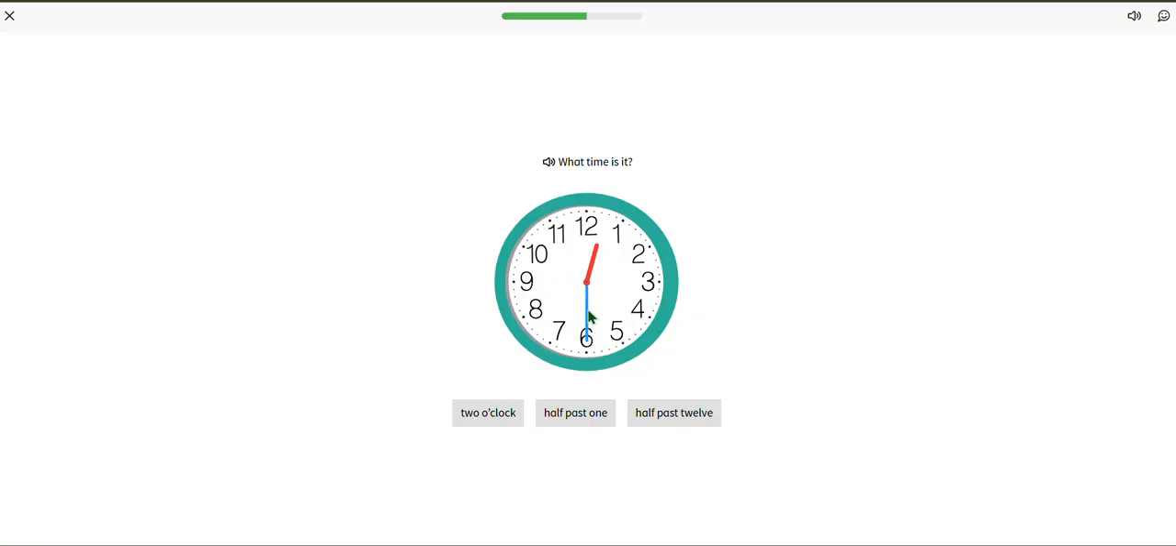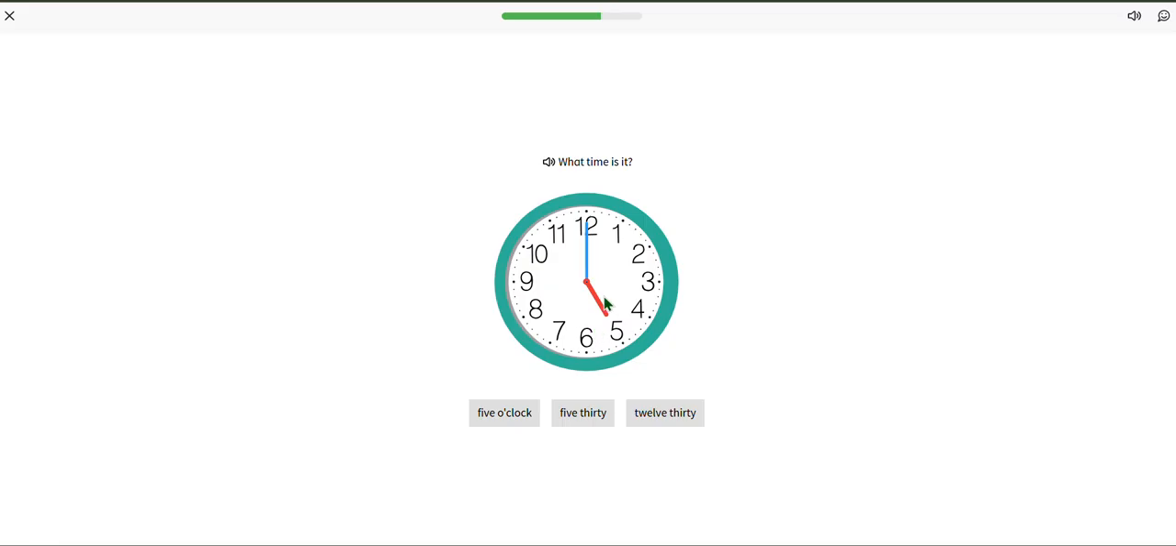Again, our minute hand is at 30 minutes. We're going to say it's half past something. We go to where the hour hand is in between, 12 and 1. What I would say is you could circle 12 and 1 to show that it's gone a little bit past, or it's in between the two. But you want to say the one that comes before it. So we're going to choose 12. It is half past 12.